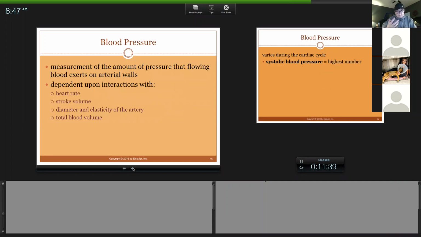Now, when we get a blood pressure on an animal, what we are measuring is the pressure in the systemic arteries during that contraction of the heart. When the left ventricle pumps, how much pressure is put into the arteries. Now, this is how I look at it. If your animal has a crappy blood pressure, if we do a blood pressure and it's just awful, it's going to depend on a lot of these things.